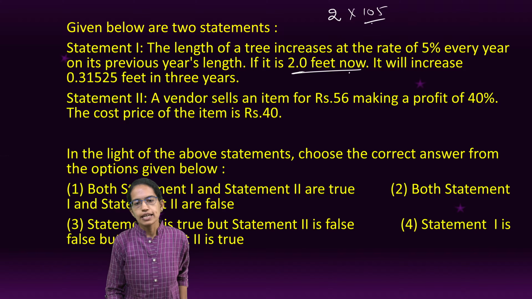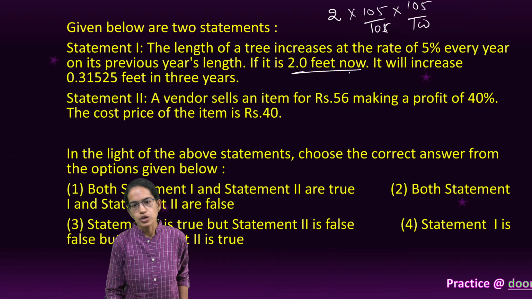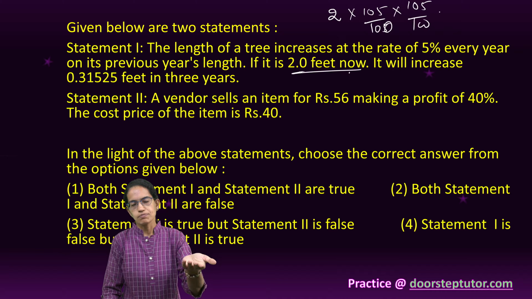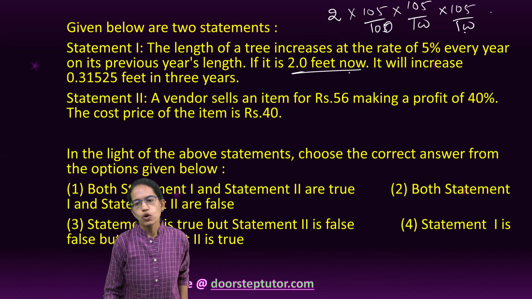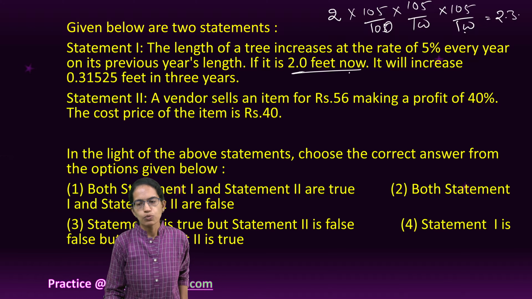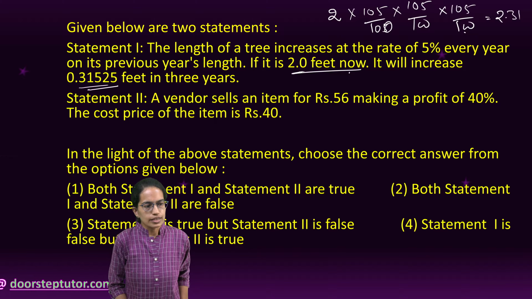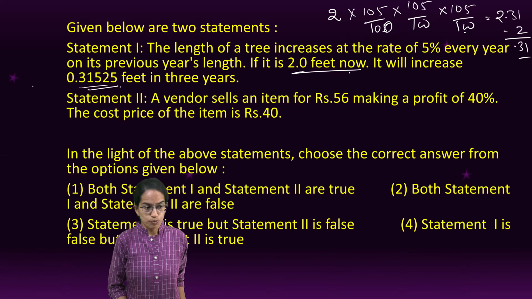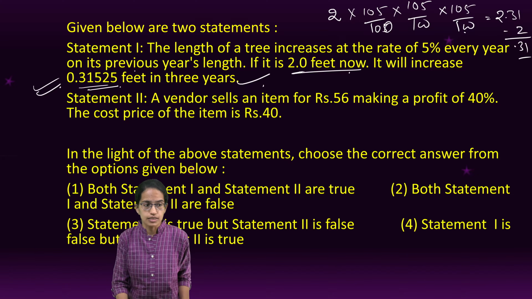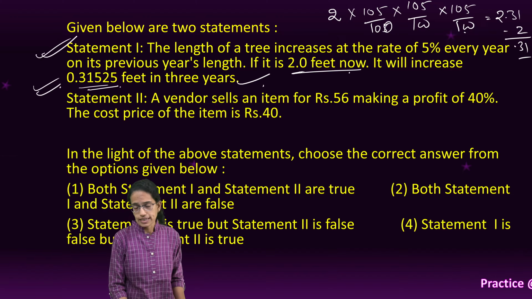So I can write it as 105 by 100 into 105 by 100 into 105 by 100. So 5%, that means 105 by 100. I solve this, I get it somewhere around 2.31. So the increase would be minus 2, which is 0.31. So 0.31 feet increase in 3 years. Statement 1 gets correct here.